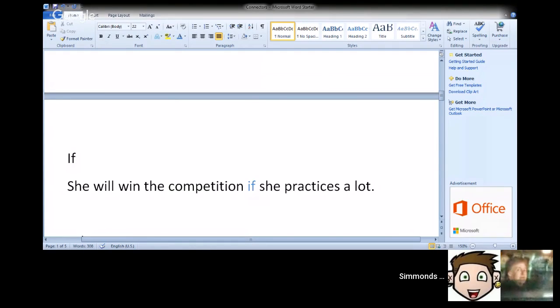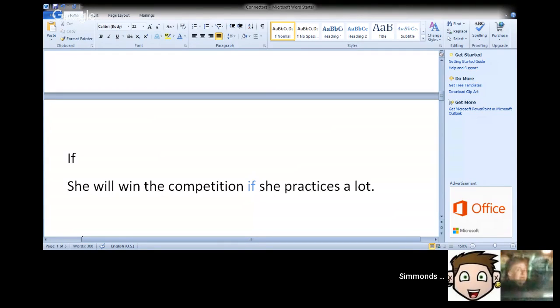She will win the competition if she practices a lot. Okay, good. So if, sorry, and then she will win the competition if she practices a lot. There you go, good. Otherwise, it sounds like you used if twice in the sentence. Yeah. And we don't like that. Okay. So good. So actually, this is a conditional sentence.